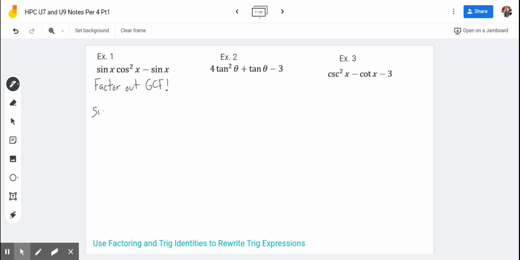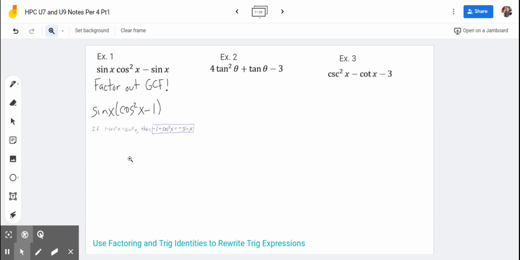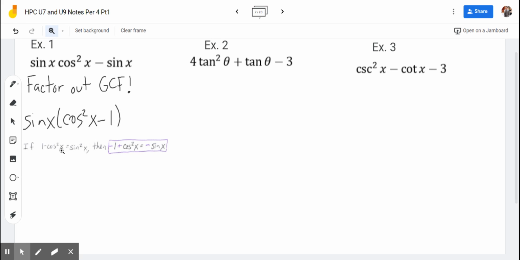So if you factor out a sine of x from both of these terms, you're going to be left with cos squared x minus 1. And inside this parentheses, this should look pretty familiar. It looks like a version of the Pythagorean identity. The version it looks like is 1 minus cos squared x. So here we have cos squared x minus 1, so it's just the opposite sign.